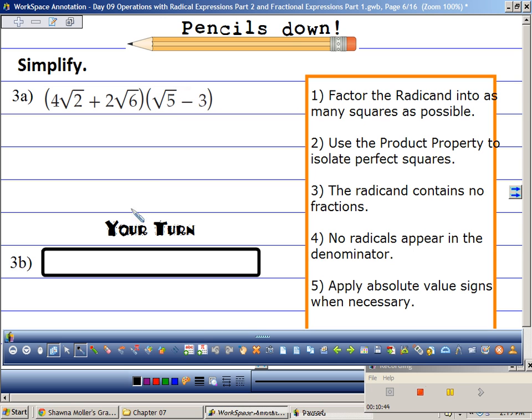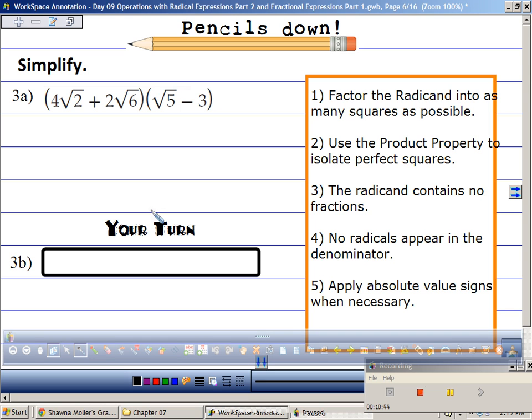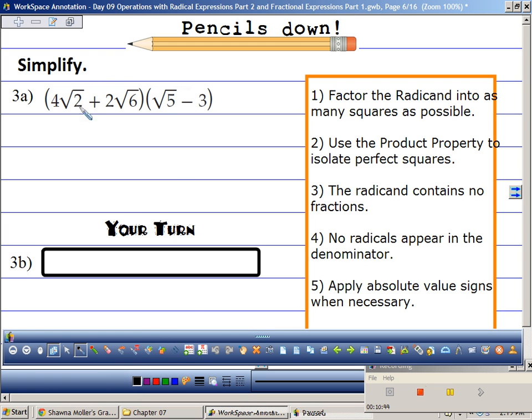So pencils down. I need you guys to pay attention. What does this look like to you? Looks like two binomials to me. You can use whatever you want. Radicals get kind of crazy and they get messy. So when I don't want mess, I organize.